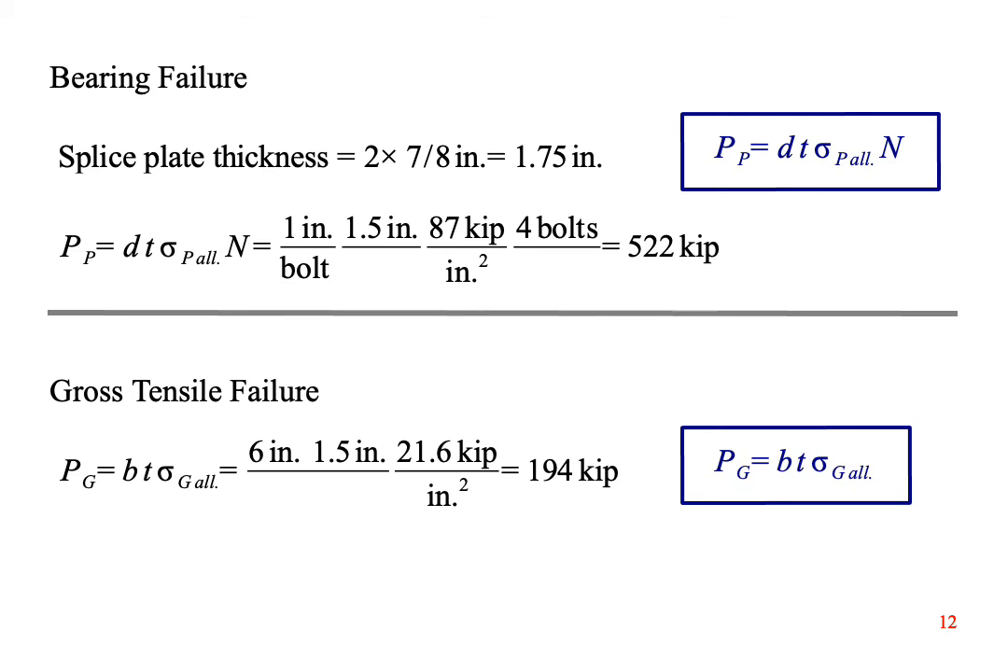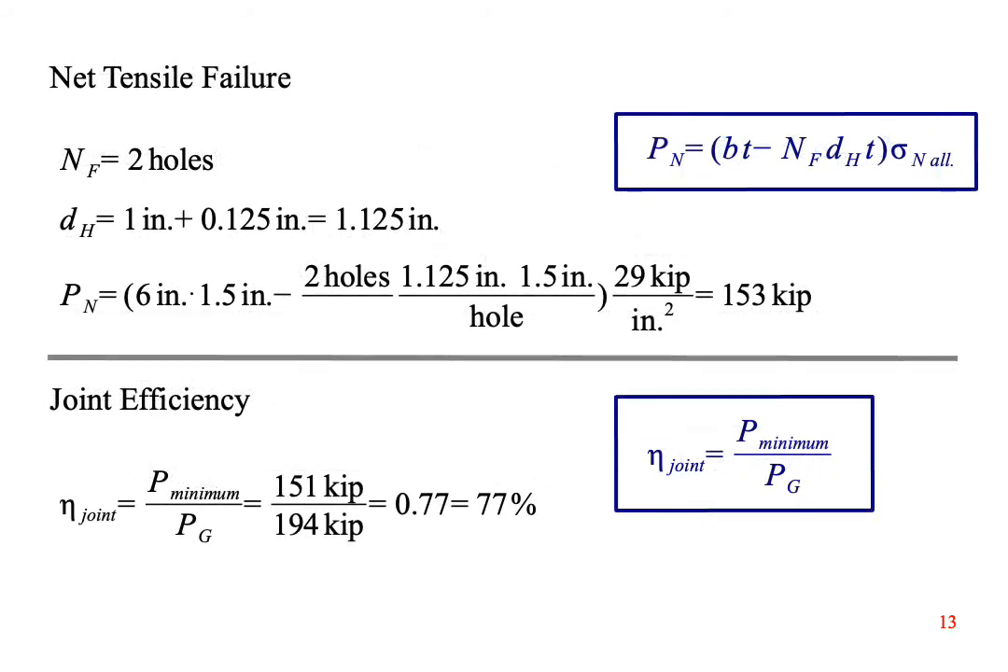Next, we calculate the load the joint can carry before failing in gross tensile failure. It works out to 194 kips. For net tensile failure, we need to know the number of holes in the fracture plane and the hole diameter, which is 1/8 of an inch larger than the bolt diameter. The joint can support 153 kips before it suffers net tensile failure.